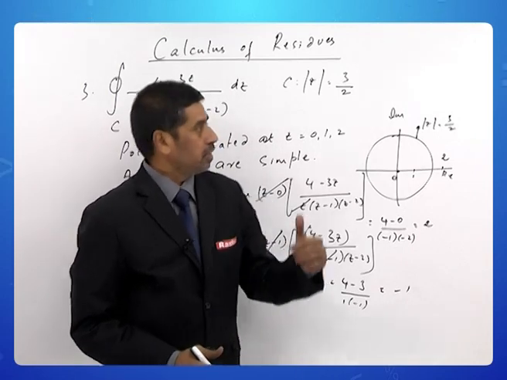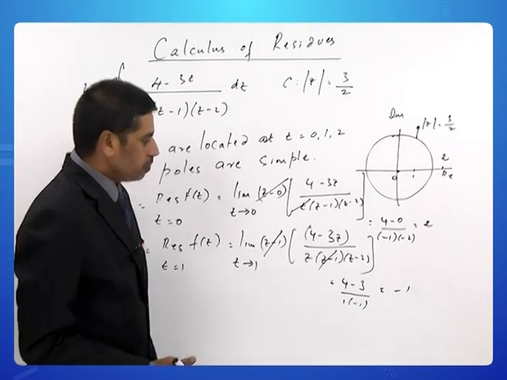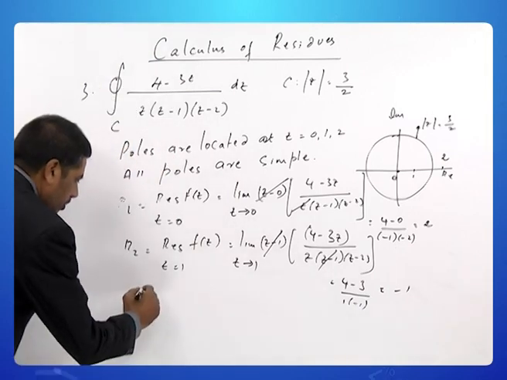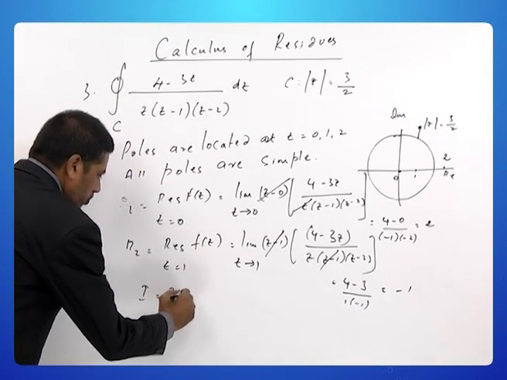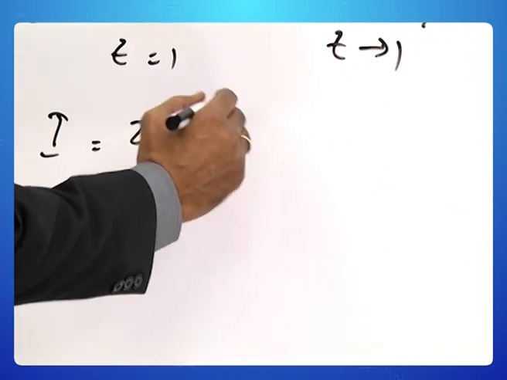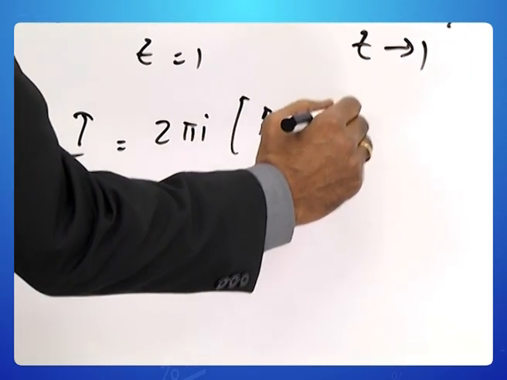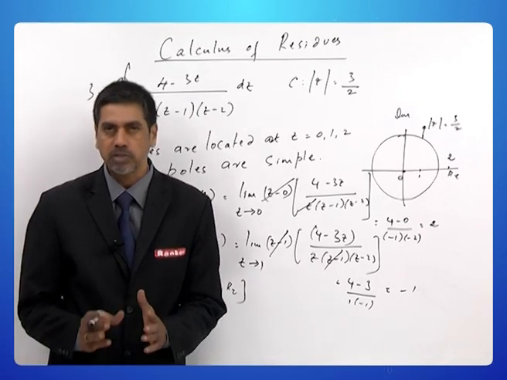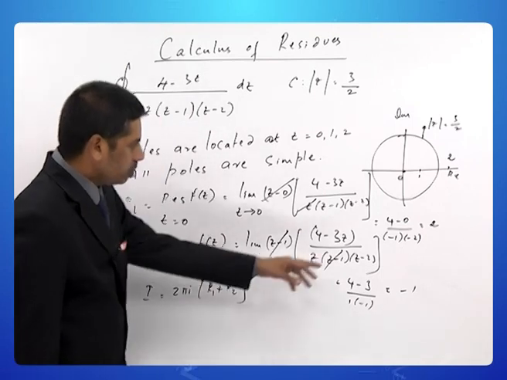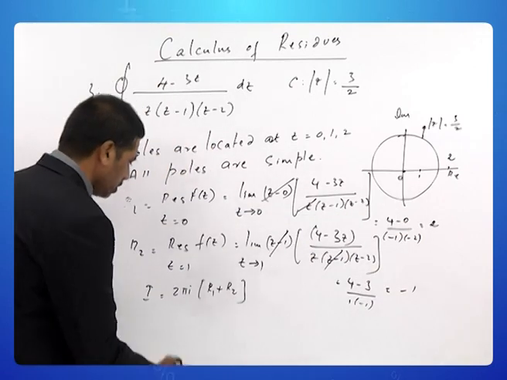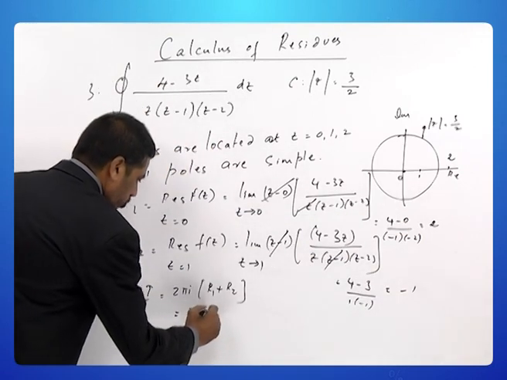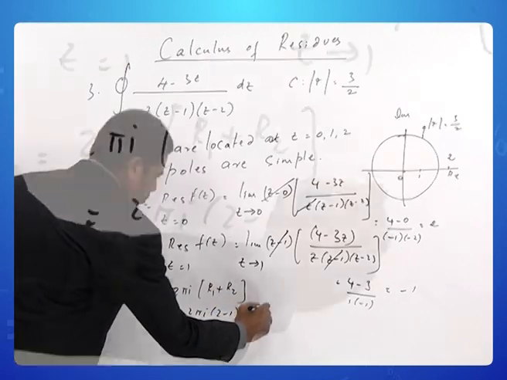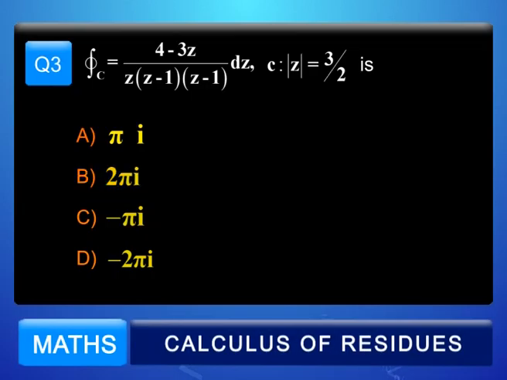Now comes the evaluation of the integral. So I is equal to 2 pi i into R1 plus R2. This is how the residue formula is applied. 2 pi i times R1 plus R2. R1 plus R2 is 2 minus 1, which is 1. Therefore, it is 2 pi i into 2 minus 1, which is 2 pi i. And therefore, you can see that the correct option for this problem is B.